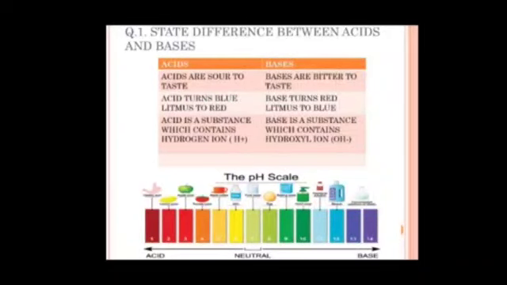Now fourth point for acid. Acid is a substance which contains hydrogen ion H+. And fourth point for bases. Base is a substance which contains hydroxyl ion OH-. Again, number 4: acid is a substance which contains hydrogen ion H+, and base is a substance which contains hydroxyl ion OH-.